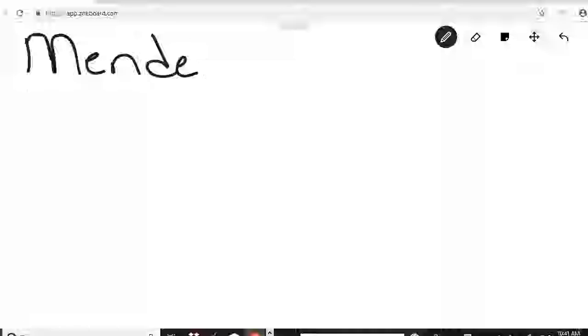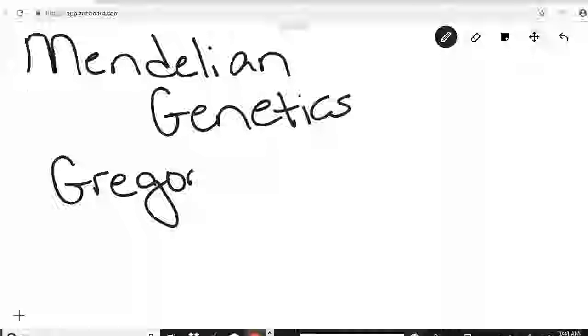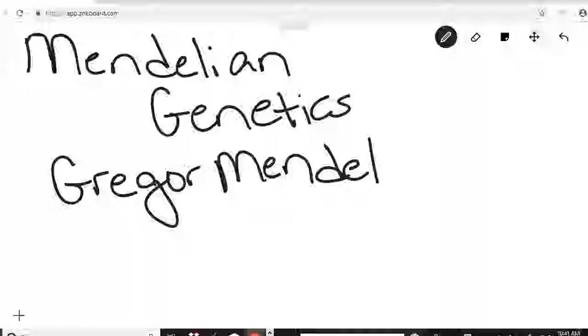So this is chapter 8 in biology, and it deals with Mendelian genetics. The reason it's titled Mendelian genetics is that the person who is considered the father of modern genetics is Gregor Mendel. Gregor Mendel was a monk in Austria.